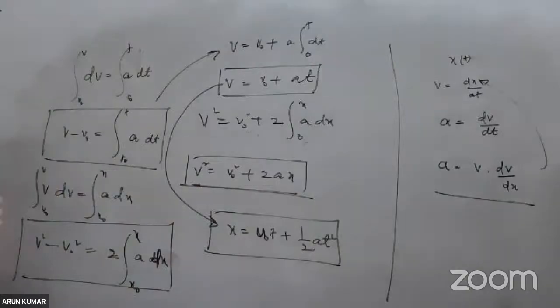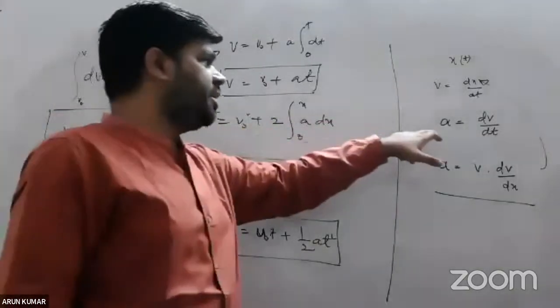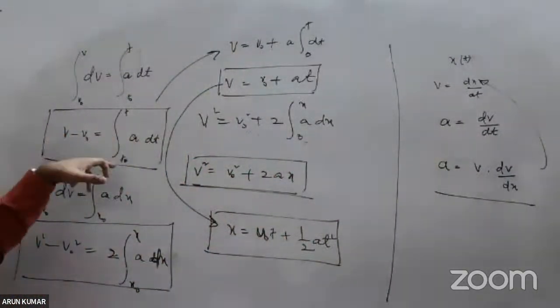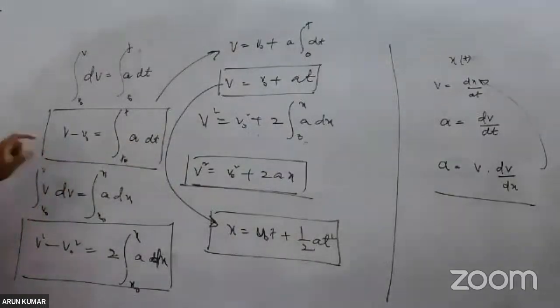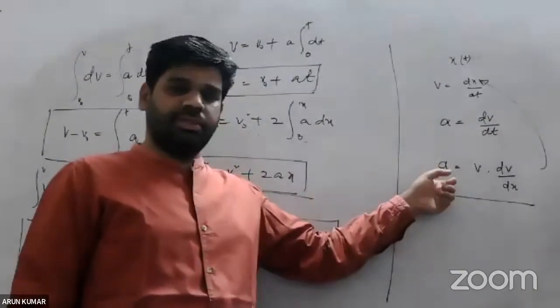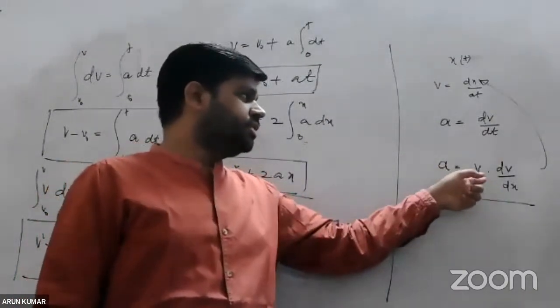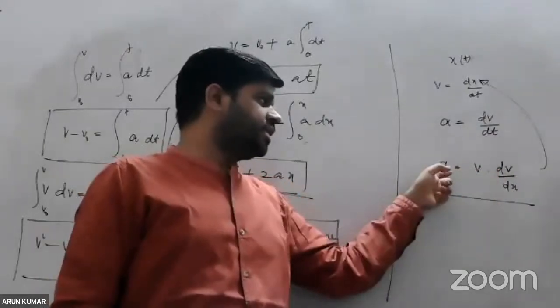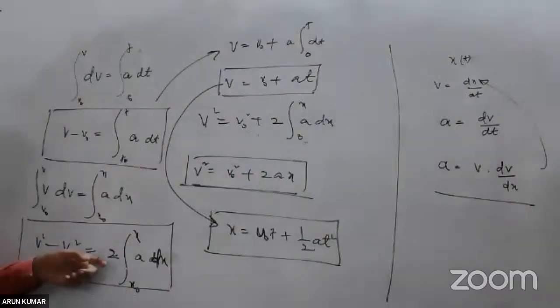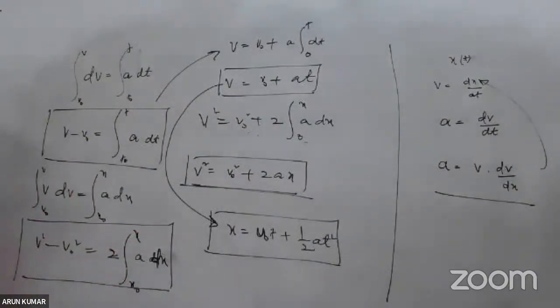But if a is variable, and as a function of t, I use this equation. From here I integrate. a is equal to dv by dt, dv is equal to a dt, v minus v naught is integral t naught to t a dt. Correct? This is one equation I use. If a is given as a function of x, I use the third equation. a is equal to v dv by dx. So v dv is equal to a dx. Integrating, v square by 2 minus v naught square by 2 is equal to integral a dx. 2 goes on that side. I get v square minus u square is 2 integral a dx from x naught to x.